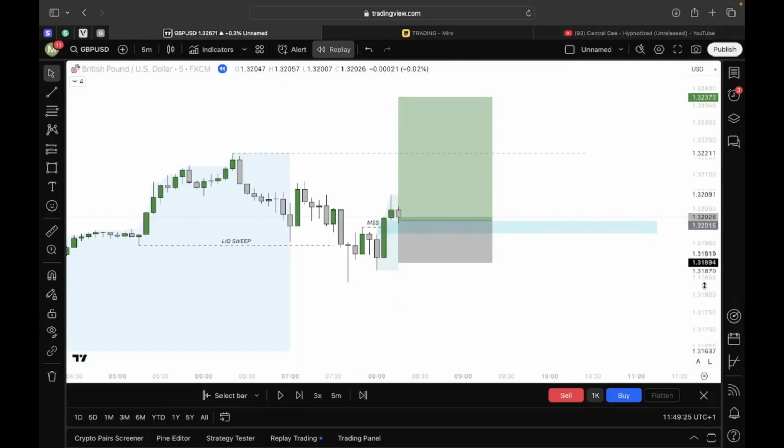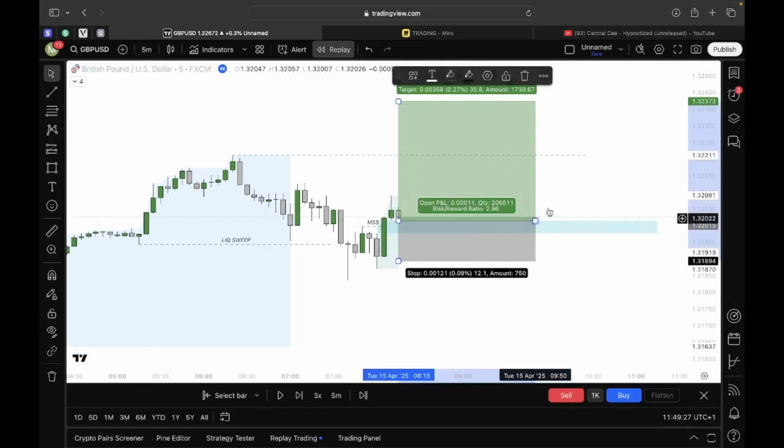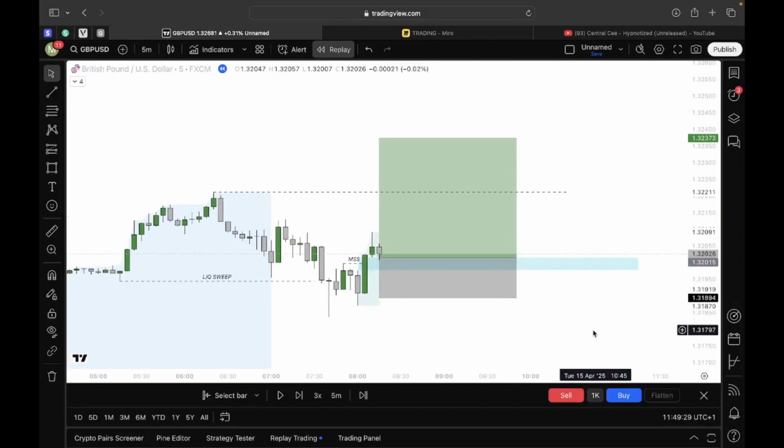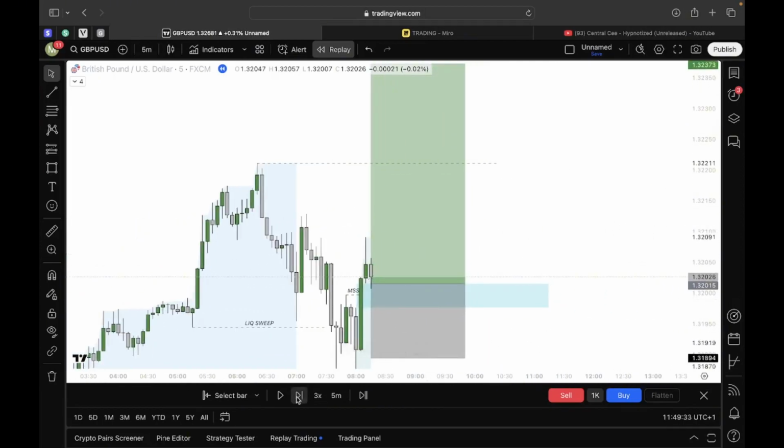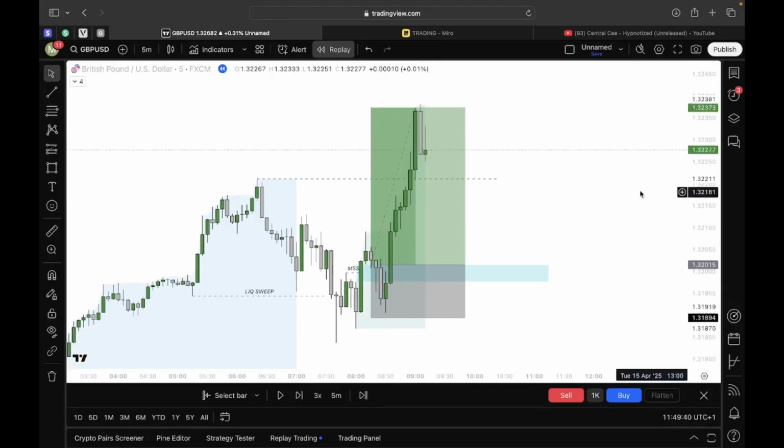So there we go. And now all you're going to be doing from now on is actually playing price forward, and you're going to see exactly how it runs. So if I play price forward now, you can see how it's entered the area, now it's going towards the upside, and it's completely gone up to smash our take profit.